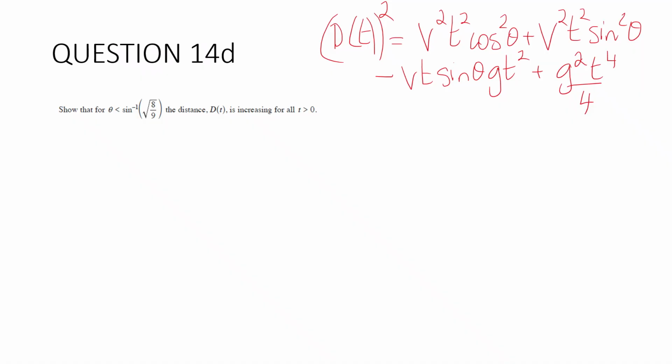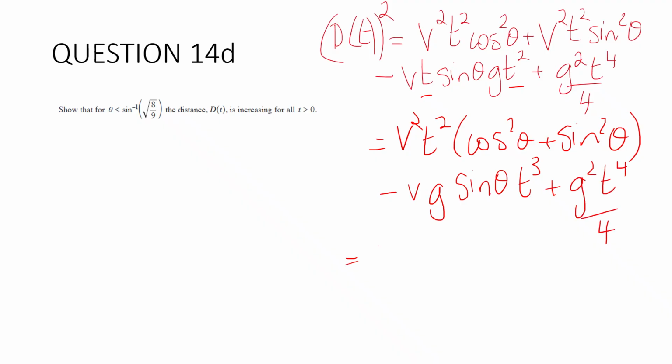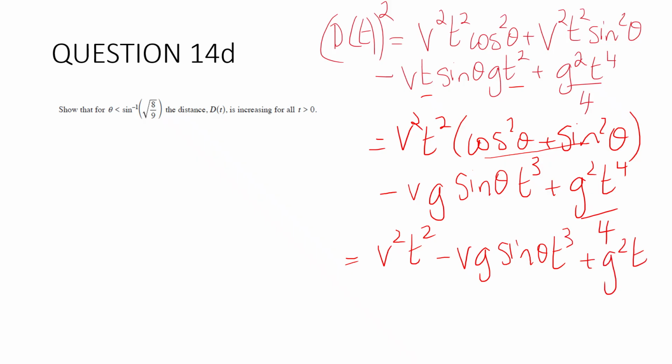equals v squared t squared (cos squared theta plus sin squared theta) minus, got a couple of t's there, so vg sin theta t cubed plus g squared t to the power of 4 on 4, which is equal to v squared t squared, that's 1, minus vg sin theta t cubed plus g squared t to the power of 4 on 4.